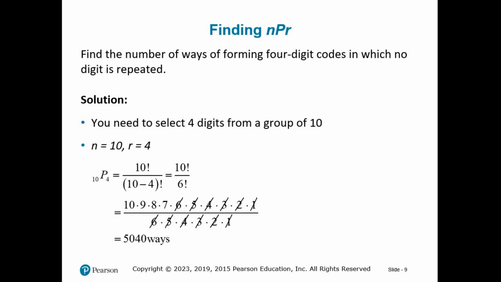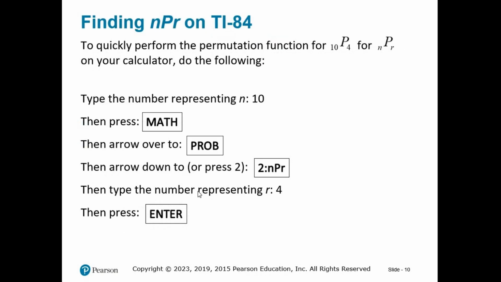Now doing this by hand works fine for a problem like this, but there's a much easier way to do this on the calculator. Let's do that now. To quickly perform the permutation function 10 permute 4, you first type in the number representing n. In this case it was 10. Then press the math key, then arrow over to the probability, then arrow down to or press the number 2. Then type the number representing r, in this case it was 4, then press enter. We get the same answer, 5,040.